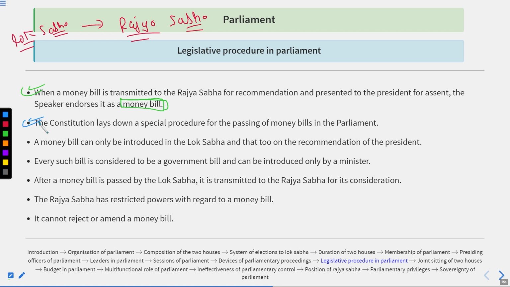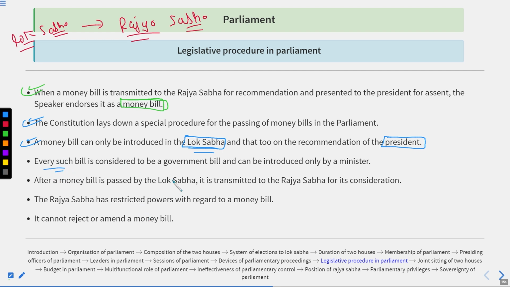The constitution lays down a special procedure for passing of the money bills in the parliament. Like the first thing that we could see here, and the same thing I had already told you, the money bill can only be introduced in Lok Sabha and on the recommendations of the president. It means that the president's recommendation is required before presenting it to the parliament. And if the money bill is to be presented in the parliament, then only the Lok Sabha would be the house in which that could be presented.